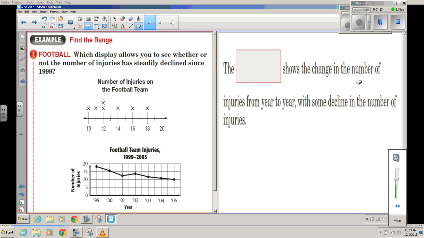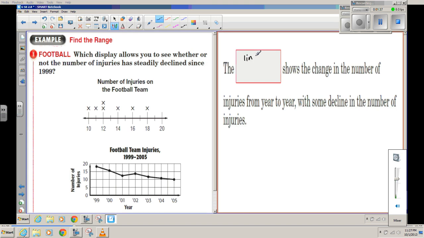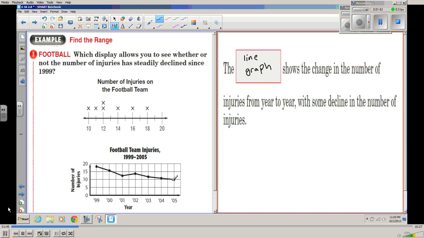Okay, so to fill this in, the blank shows a change in the number of injuries from year to year with some decline in the number of injuries. So which of these graphs? We should write in here that the line graph shows the change in the number of injuries. So here you can actually see from year to year how much it goes down. It actually looks like the graph is going down every year.